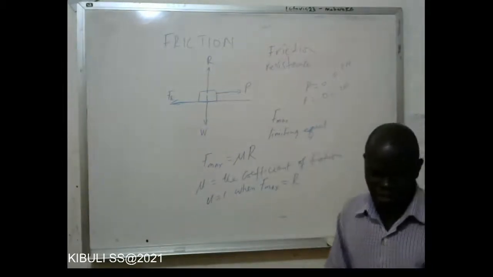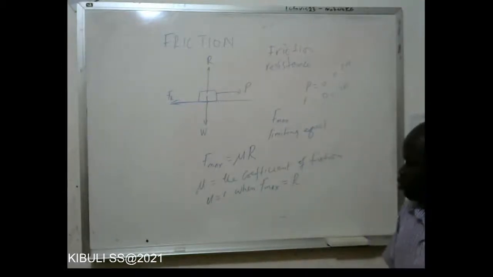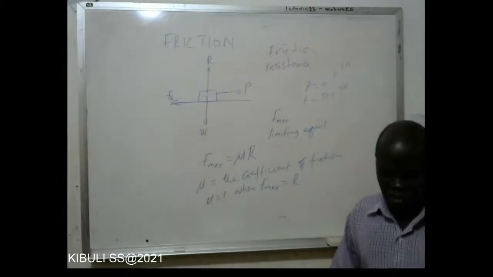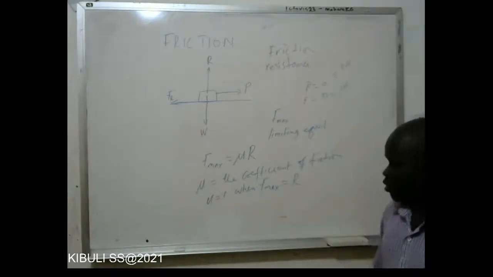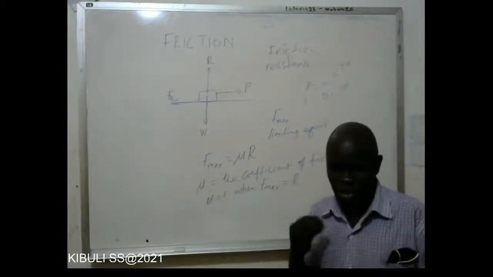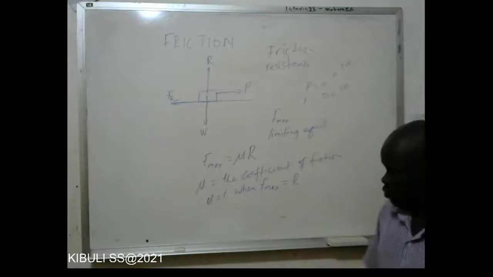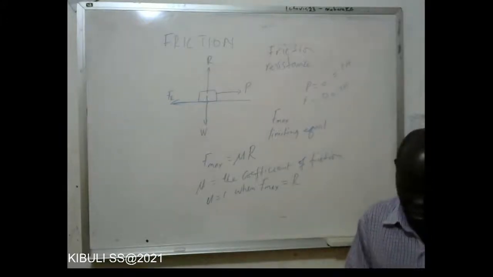But in practice, the maximum friction may not be equal to the normal reaction. It is always less than the normal reaction. So this maximum value of mu being equal to 1 is just a theoretical value. Okay? It is not a practical value.